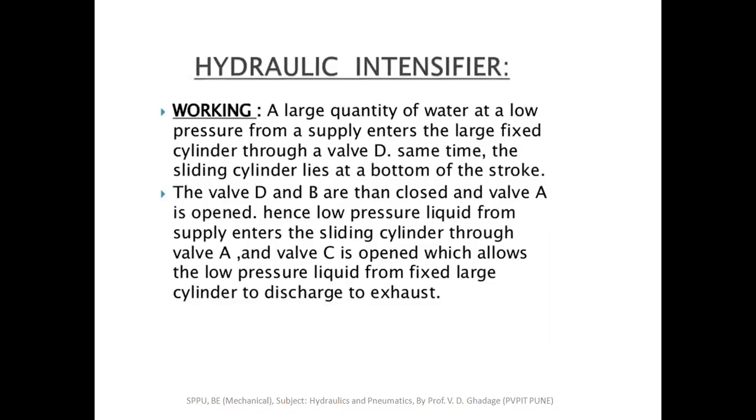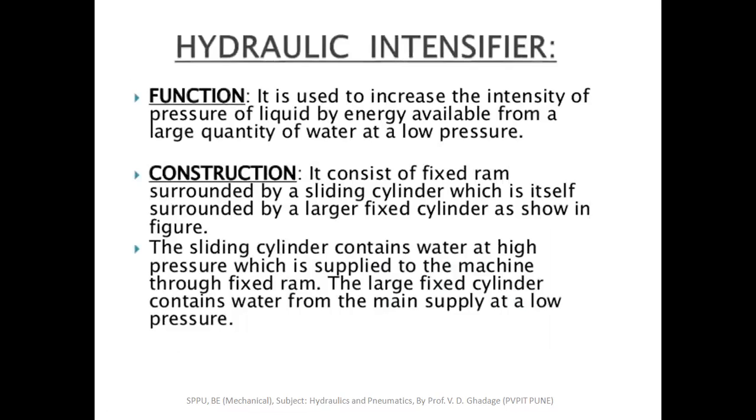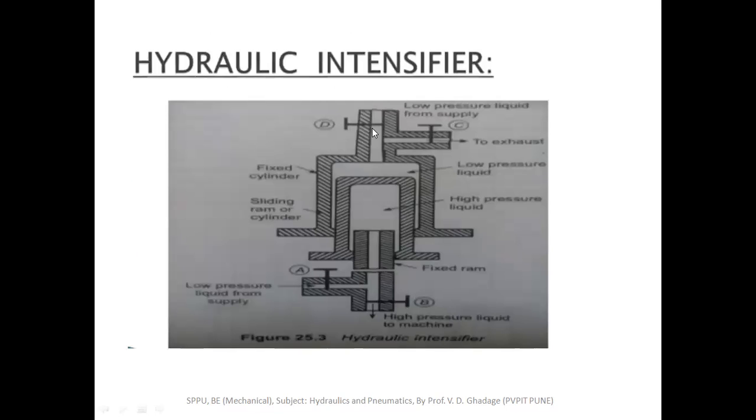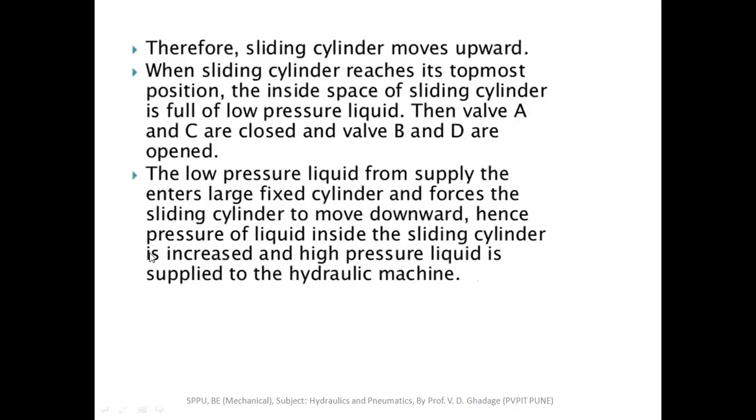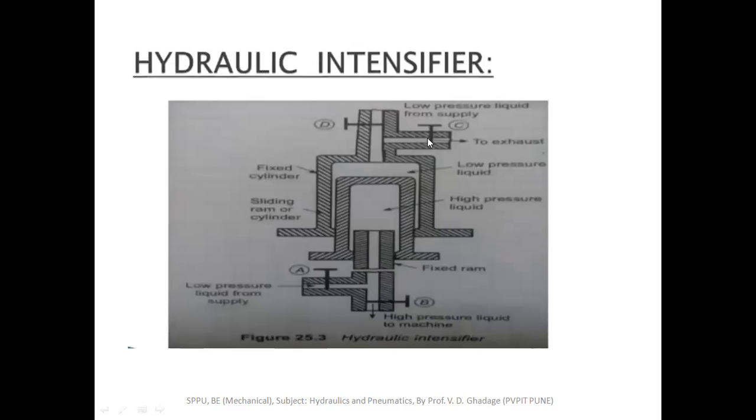Working: a large quantity of water at a low pressure from supply enters the large fixed cylinder through valve D. At the same time, the sliding cylinder lies at the bottom of the stroke. Water enters here, going to the bottom of the sliding cylinder. The valves D and B are then closed. Valve A is open.